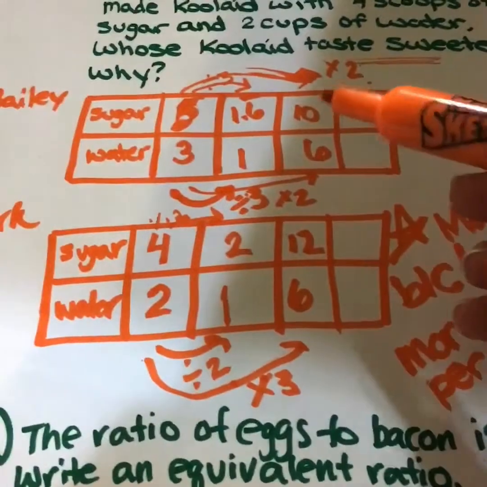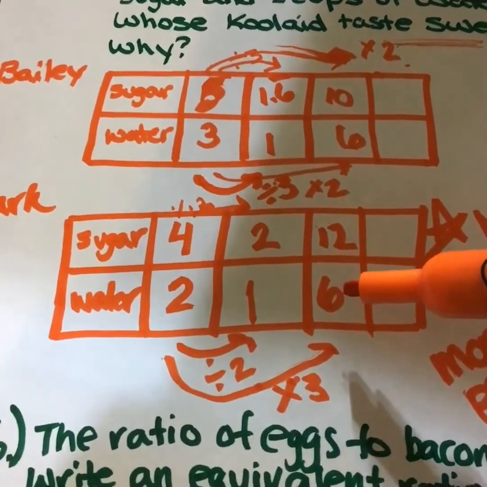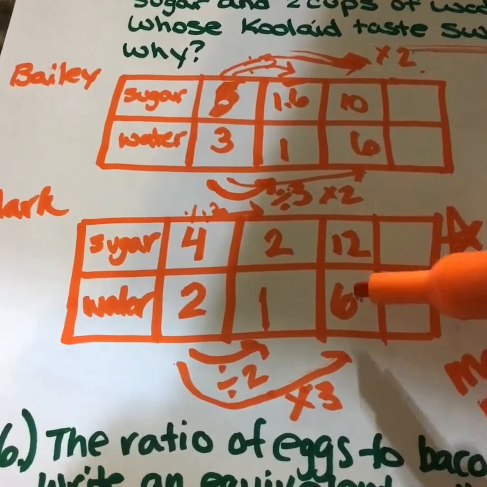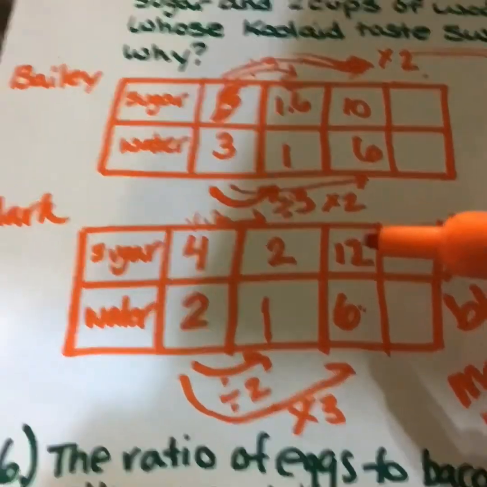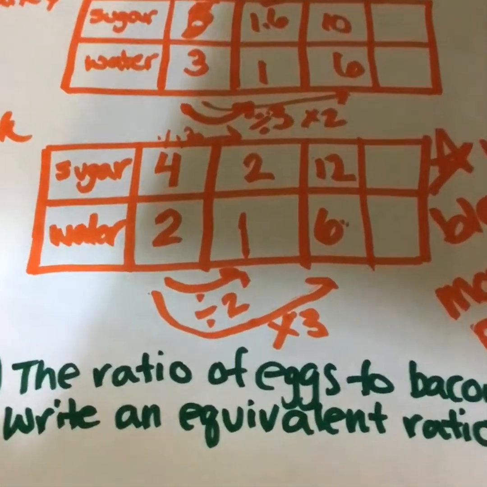So the key is the bottom number or one of the numbers has to be the same. Well, if they both use 6 cups of water, Mark used 12 cups of sugar. Therefore, Mark's Kool-Aid will be sweeter because he uses more sugar.